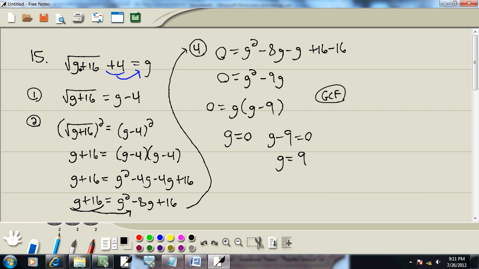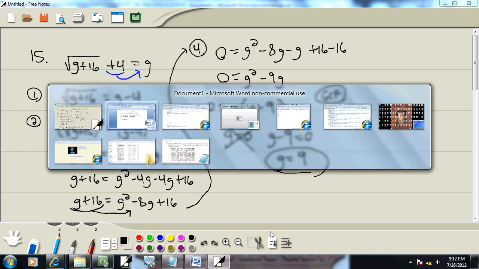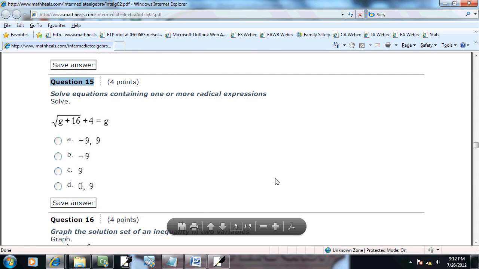If I put 0 over here, 0 plus 16 is 16, square root of 16 is 4, so we got 4 plus 4, which is 8 on this side. If I put 0 over here, I get 0, so I get 8 equals 0, so that one doesn't check. If I put 9 in, 9 plus 16 is 25, square root of 25 is 5, 5 plus 4 is 9. If I put 9 over here, 9 equals 9. So that one checks. So g is equal to 9, which would be C.